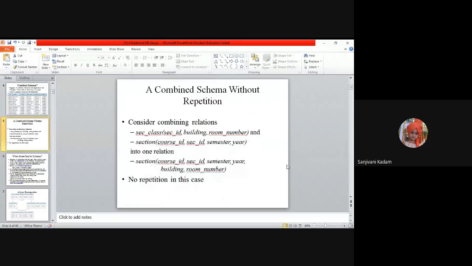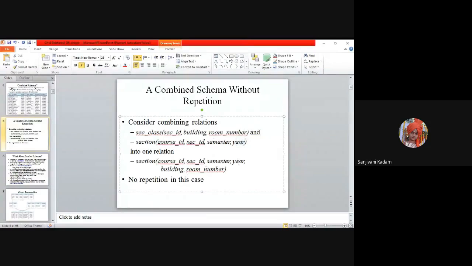A combined schema without repetition. This is also one of the possible solutions. Combining the schema doesn't always result in repetition of the information. This is an example which shows we can combine the schemas without having repetition also. Here we have section class, one of the relations, with attributes section ID, building and room number. And we have another relation, section, with attributes course ID, section ID, semester and year.